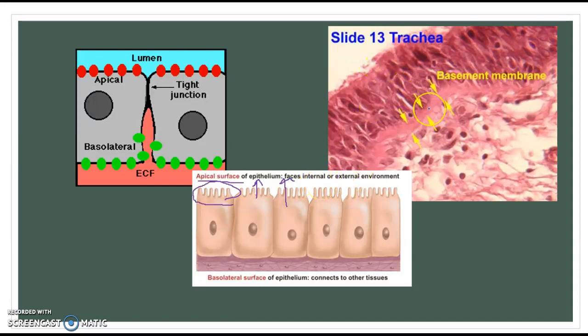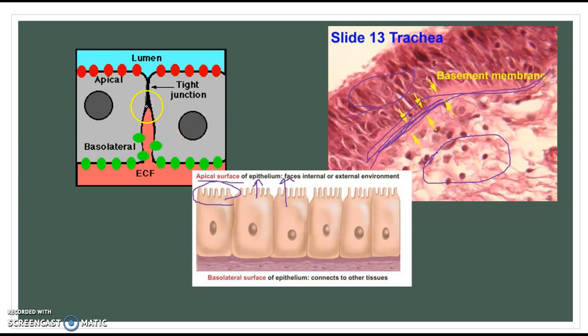This right here is a picture of your trachea, which is your windpipe, and you can see that they've labeled the basement membrane really easily for you. So this is all epithelial tissue here. This is all connective tissue here. So in between there is a basement membrane kind of gluing this epithelial tissue down to this connective tissue.